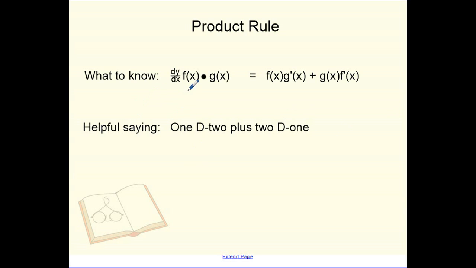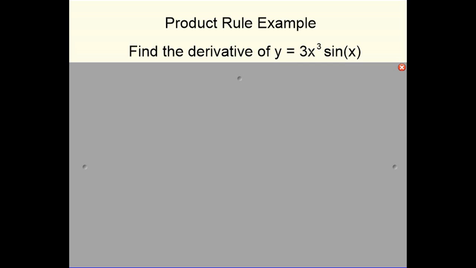And we have a little helpful saying to remember that. If we say that f of x is 1 and g of x is 2, then 1 d2, where d stands for derivative, plus 2 d1 is the product rule. Okay, so 1 d2 plus 2 d1.